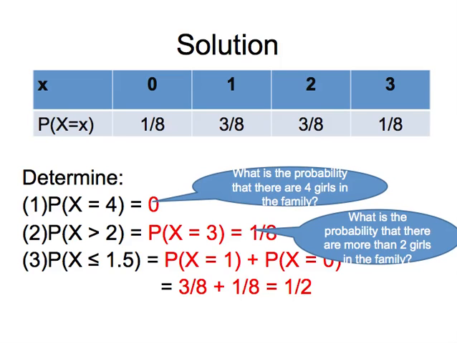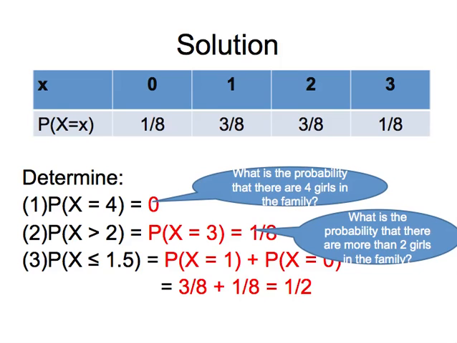Now the probability that x is greater than 2. What are the values of x here that are greater than 2? The only value is 3. So we're asked to find the probability that x is equal to 3. And that corresponds to 1 over 8.